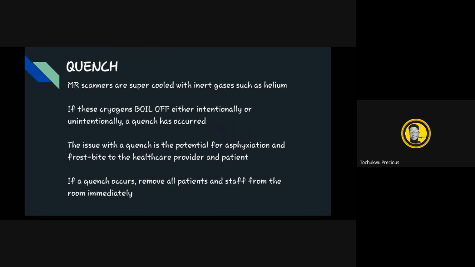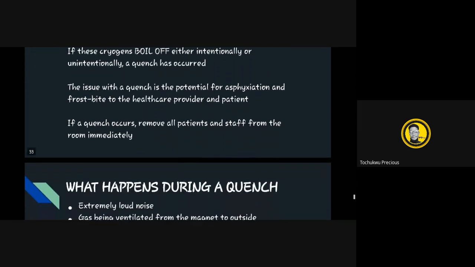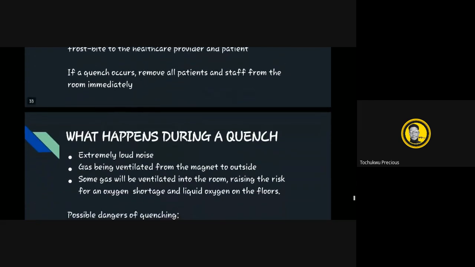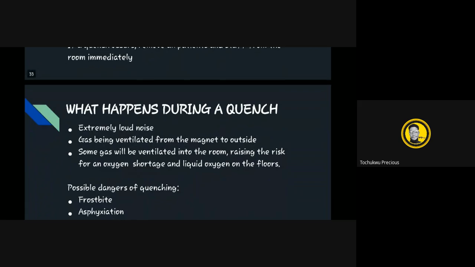It's not safe. So if a quench is initiated, there's potential risk for asphyxiation and frostbite because it is really, really cold. So if a quench occurs, remove all patients and staff from the MRI room immediately. So what happens during a quench? First of all, there's an extremely loud noise. Then the gas is being ventilated from the magnets to outside, and some gas will be ventilated into the room, raising the risks for an oxygen shortage and liquid oxygen on the floor.